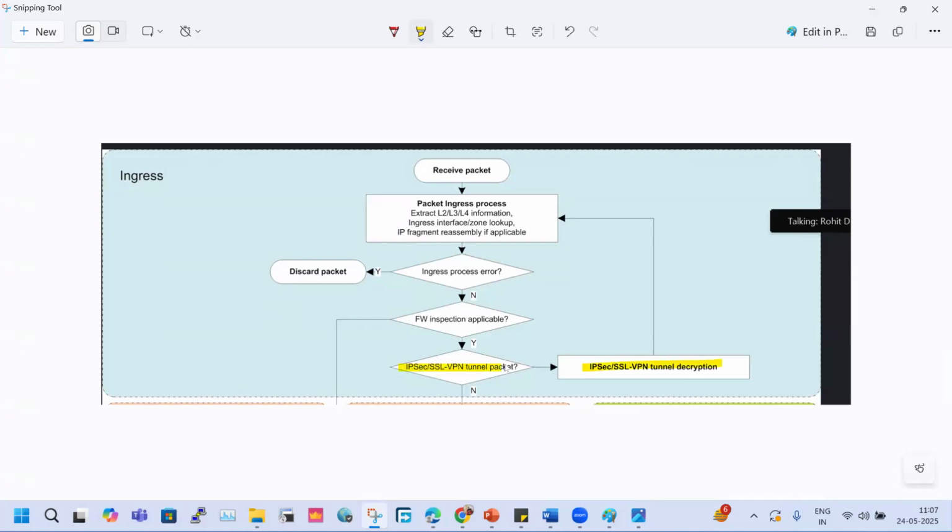Yes, because all your traffic is encrypted, so it will decrypt and find the details. Before that, it had already extracted the L2 or L3 information, right? No, that is the case of plain text. If it is encrypted, then it will go for the decryption and repeat the process. It will check all those things, because your traffic will be encrypted after L3 or L4.